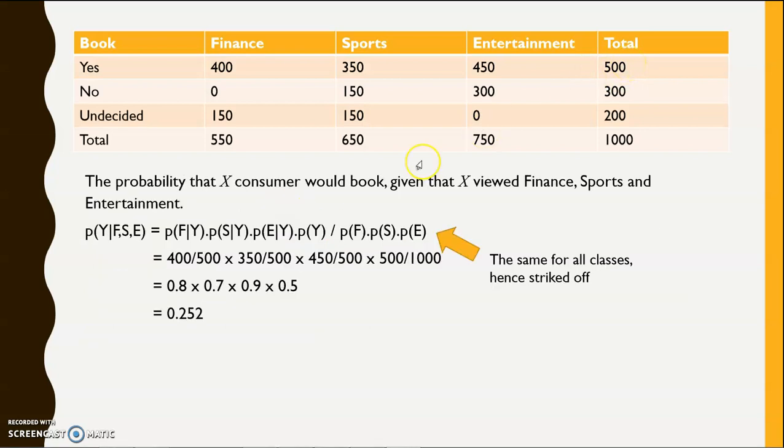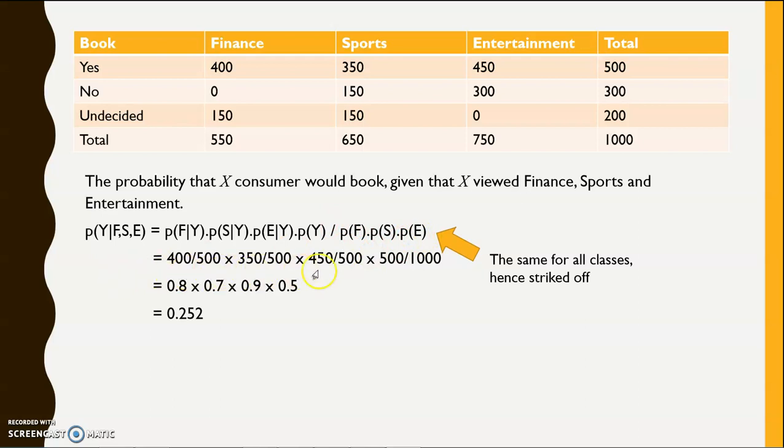The first thing we need to do is to calculate the probability of the target variable being yes, given that the consumers viewed finance, sports, and entertainment. So the denominator in naive Bayes is the same for all classes of yes, no, or undecided. Therefore, we can completely ignore it.